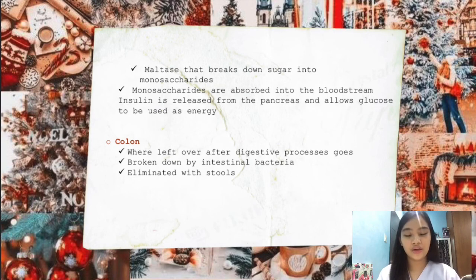And last, the colon. Anything that is left over after these digestive processes goes to the colon. It is then broken down by intestinal bacteria. Fiber is contained in many carbohydrates and cannot be digested by the body. It reaches the colon and is then eliminated with your stools.